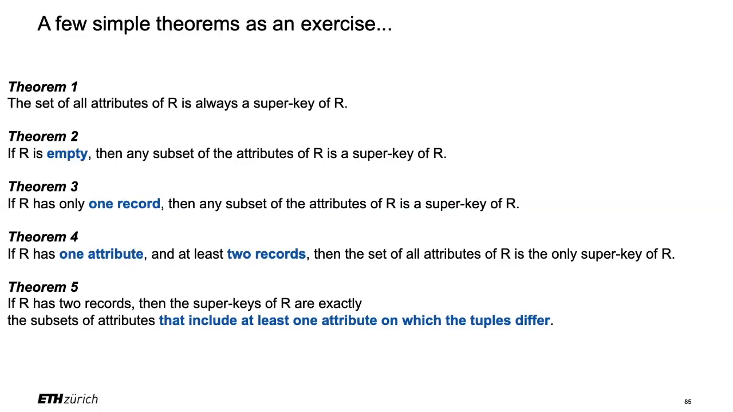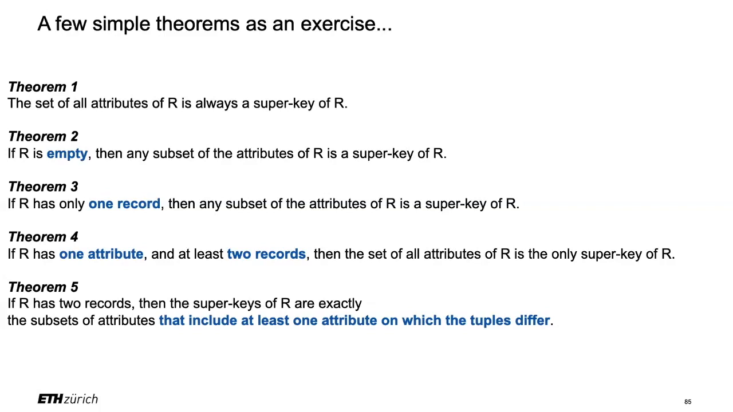It's almost trivial theorems, but you can think about this. First, the set of all attributes of R is always a super key of R. For whom is that clear? Okay, it's because we have a functional dependency that is trivial, right? It's always true that S functionally determines S. If I tell you that it's a phone and then ask you what is it, and you tell me it's a phone, right? That's trivial.